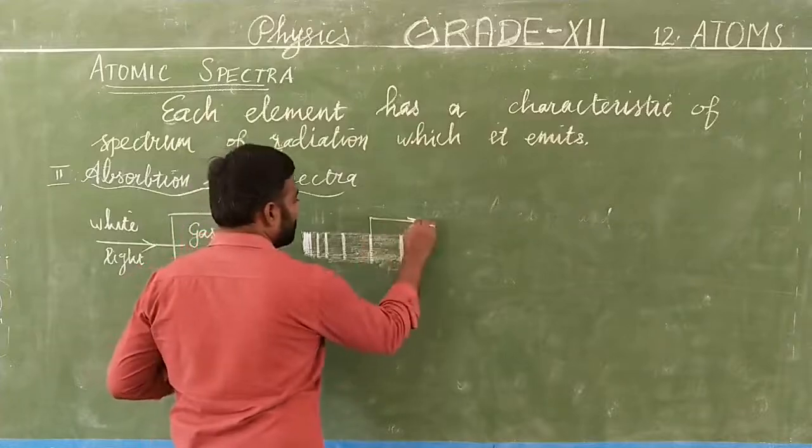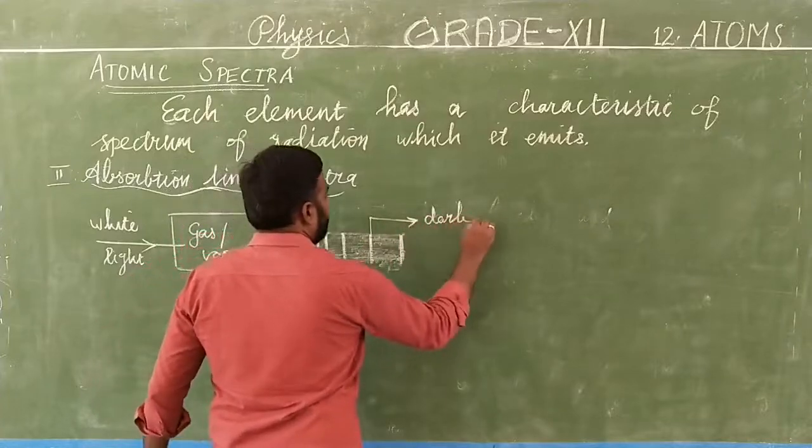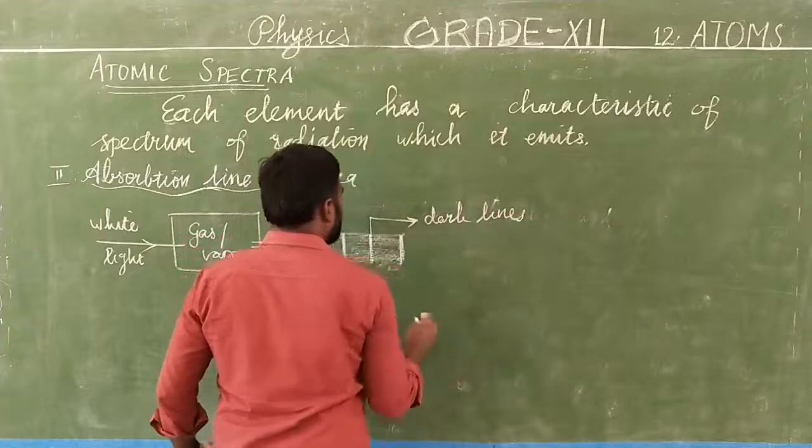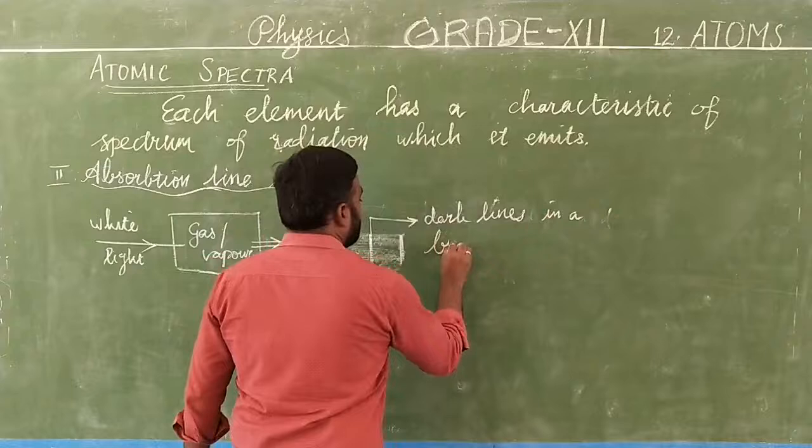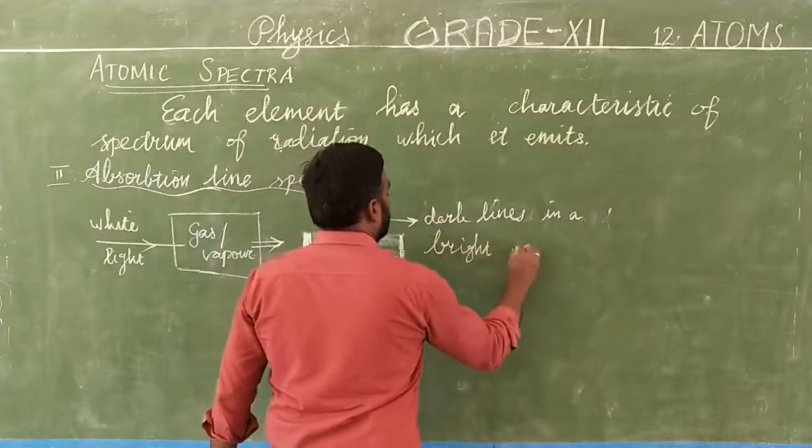So this is dark lines in a bright background.